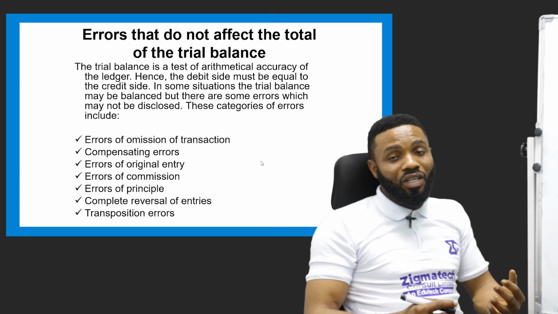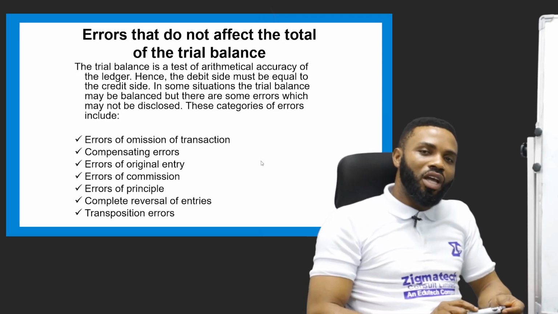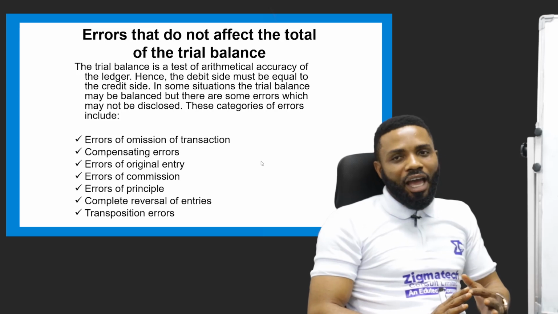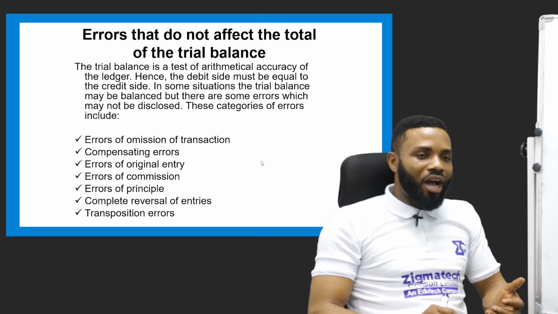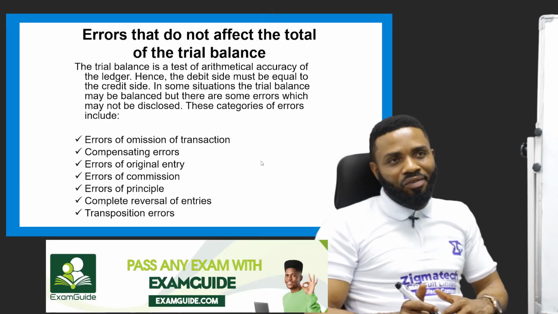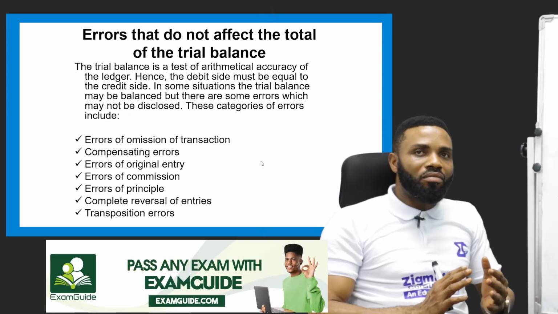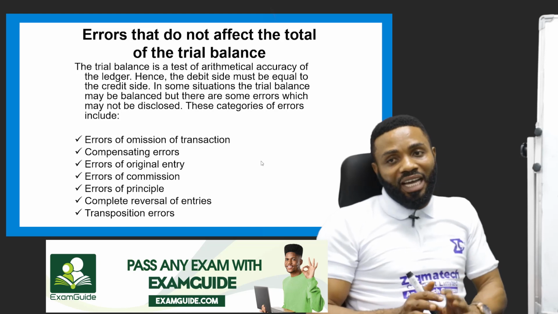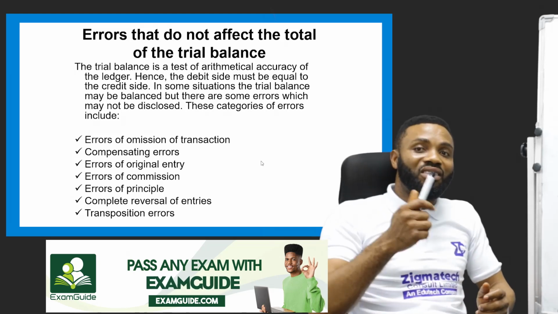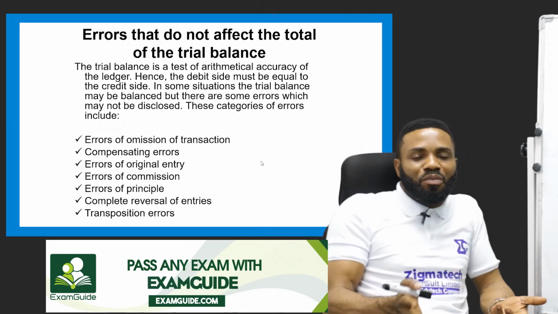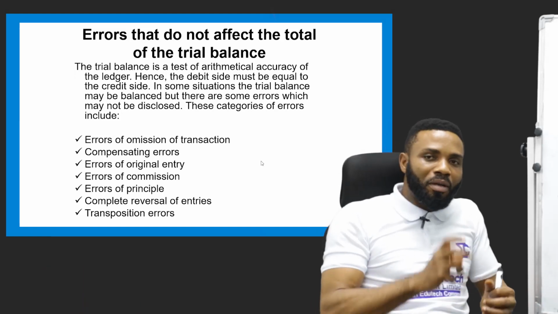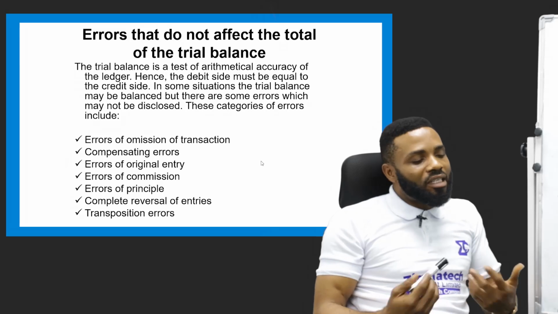Then the last but not the least is what we call transposition error. This error is always very silent most times, because sometimes it looks like error of original entries. It is an error where one side of the account is debited and the other side is omitted, like what I said about one-sided omission. This is a typical example. It's transposition. It talks about the position of the transaction.